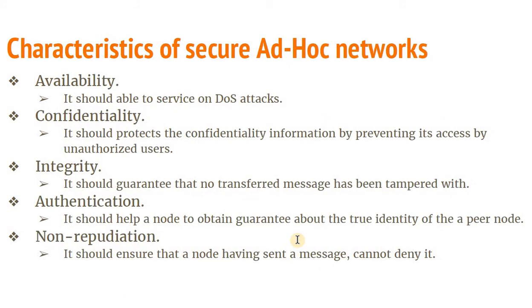We call our mobile ad hoc network secure if these measures are present. These measures are like the cryptographic goals as we studied in the cryptography class. The first one is availability, which means service should be available to all users, so there should be no denial of service attack in the medium. Confidentiality: if a sender wants to send particular information to the receiver, then this information must be read by the receiver only. So confidentiality must be maintained between the two entities.